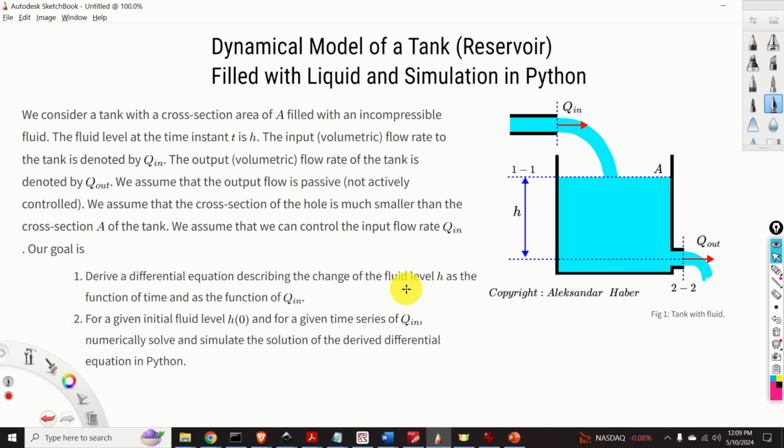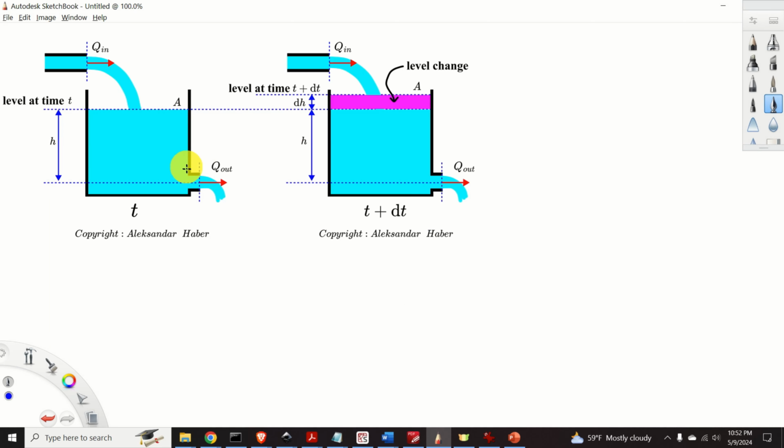Our goal is, number one, to derive a differential equation describing the change of the fluid level h as a function of time and as a function of Q_in. Then, for a given initial fluid level h_0 and for a given time series of Q_in, we want to numerically solve and simulate the solution of the derived differential equation in Python. Let's start with the solution.